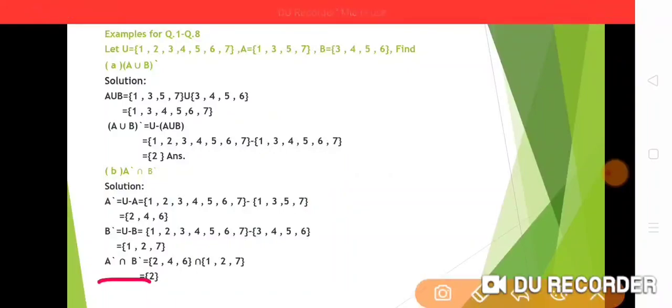Now in intersection, we take the elements that are common in both sets, the elements which are there and there. Here we have 2 4 6 and 1 2 7. The common element is 2. So 2 is our answer.